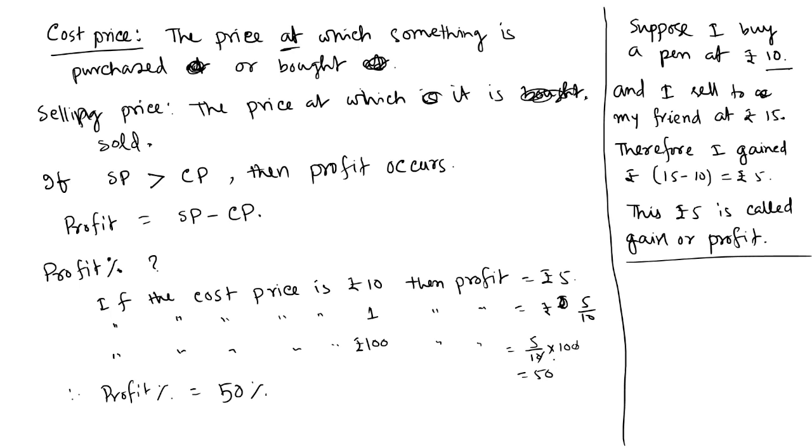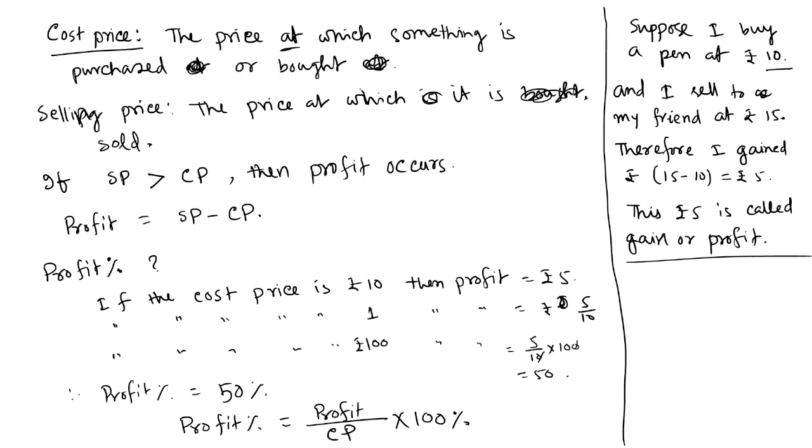If you see this calculation here, it is the total profit divided by the cost price into 100, because the profit was 5 rupees, cost price was 10 rupees. So 5 by 10 into 100, that is the amount of profit percent. So we get a formula: profit percent equals the amount of profit divided by the cost price into 100 percent. That is how we calculate the profit percentage.